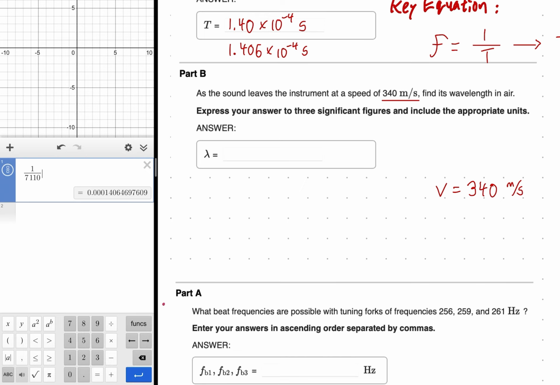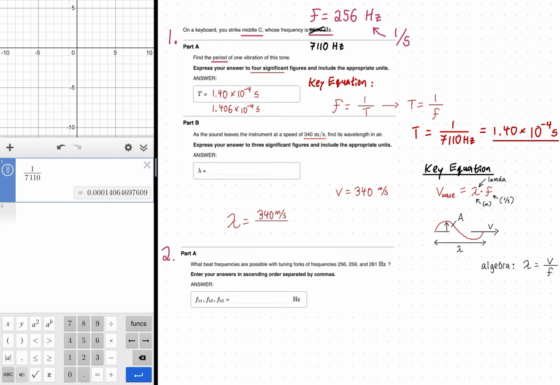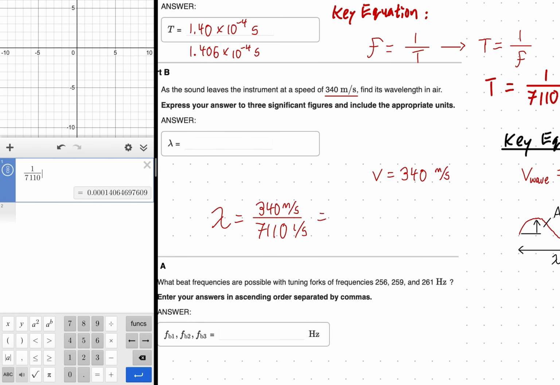Okay, so let's just plug in our numbers here. So lambda, and then we're just going to have our velocity, 340 up top. Remember, it's the velocity divided by, zoom out so you can see it, velocity divided by the frequency, all right? And so then we'll just put in that 7110 per second. I'll write it like that, 1 per second, 1 over second. All right, so let's see what number we get.